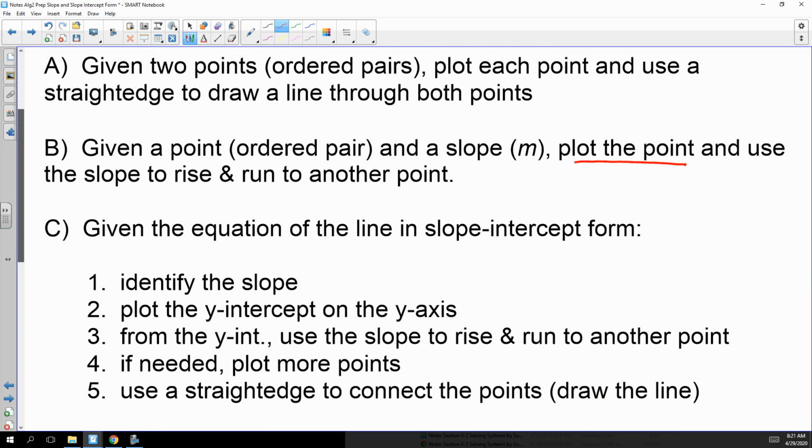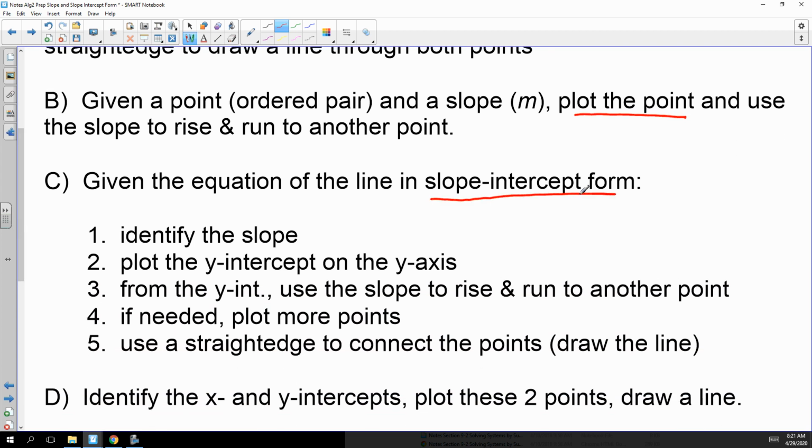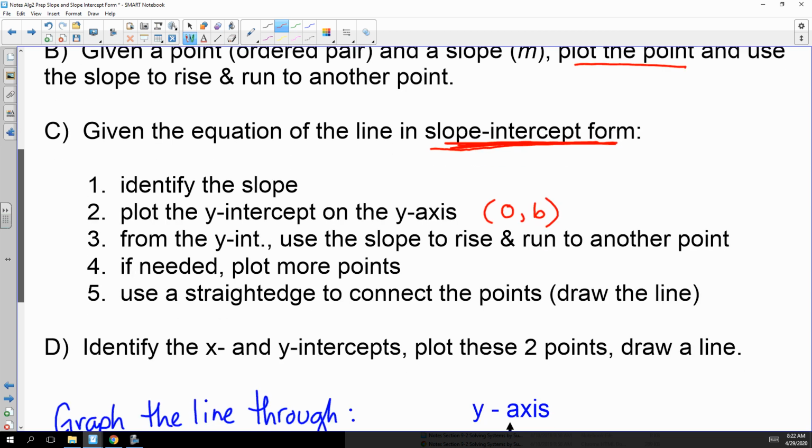Another way to graph a line is if you're given the equation in slope-intercept form, which we'll review a little bit in a second. Then some steps you can follow are to identify the slope, plot the y-intercept on the y-axis. Remember, that should be the ordered pair (0, b). From the y-intercept, use the slope to rise and run to another point and plot that. And then if you need more points, you can plot more points. Use a straight edge to connect the dots, draw a line.